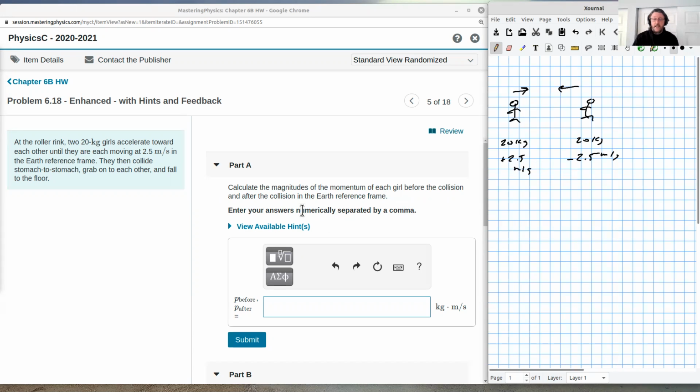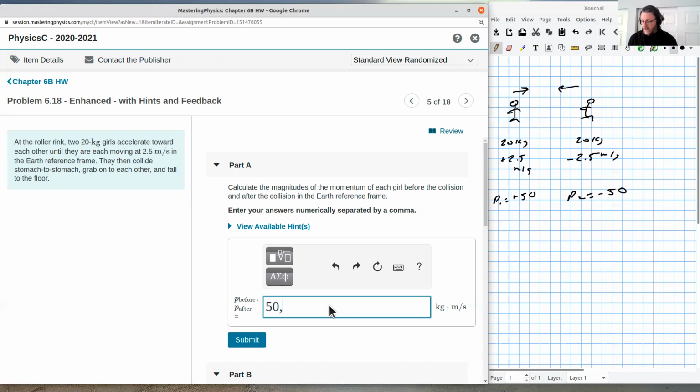Okay, so the question's asking about magnitudes of momentum. The momentum of this first one is 20 times 2.5, which is 50. So P1 is plus 50. P2 is minus 50. And they're asking for the momentum of each girl, the magnitude before and after. So before, they each have the same momentum of the same magnitude of 50. And then after, because they grab onto each other and stop, totally inelastically, they stop, that means afterwards the momentum is 0.